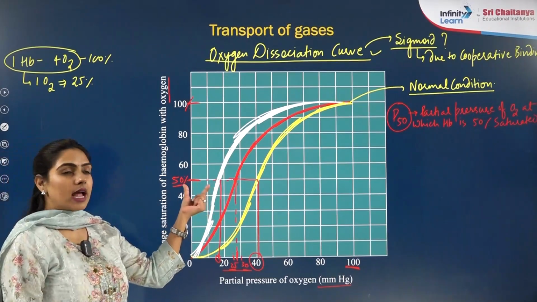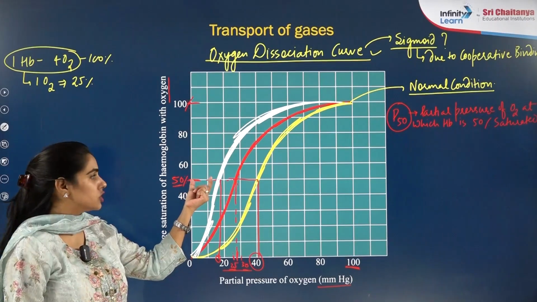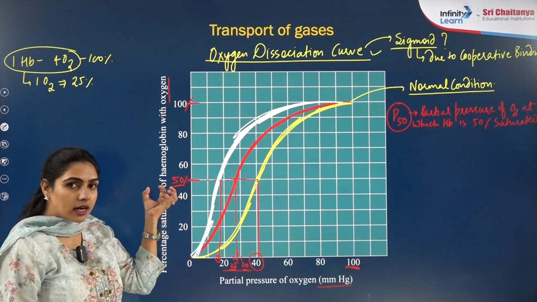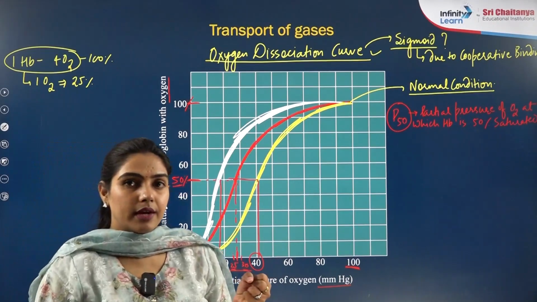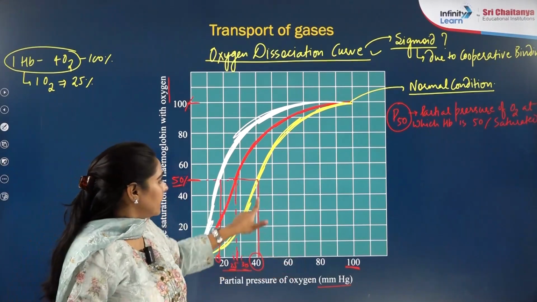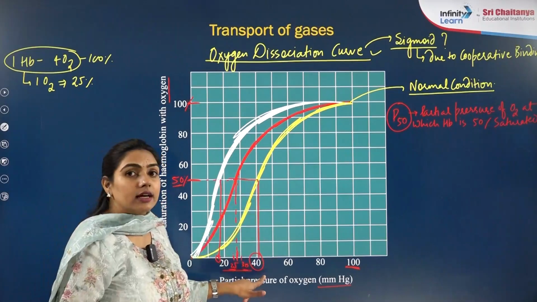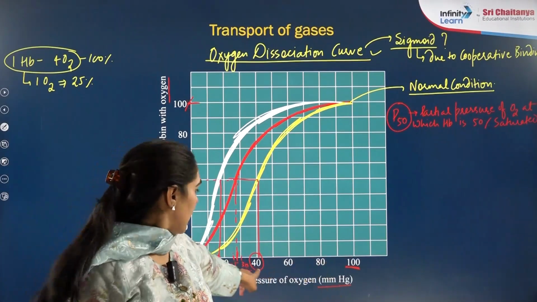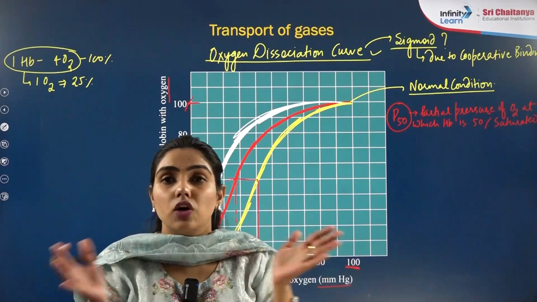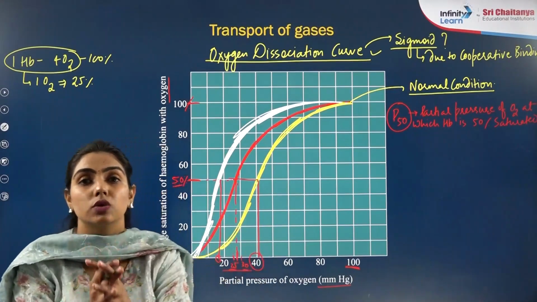It is representing that here the affinity of the hemoglobin towards the oxygen is more. That is why 50% saturation is occurring quickly, right? At less P50 only. But here the affinity is less. That is why saturation is achieved at a high partial pressure. That means it is not achieved actually. This is not the oxyhemoglobin formation. It is actually the oxyhemoglobin dissociation.